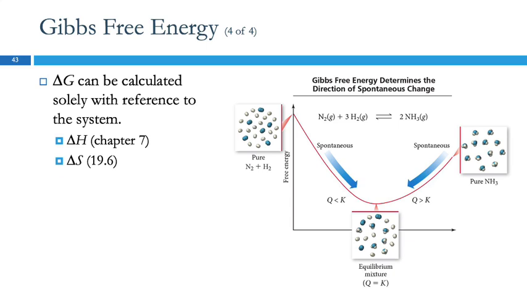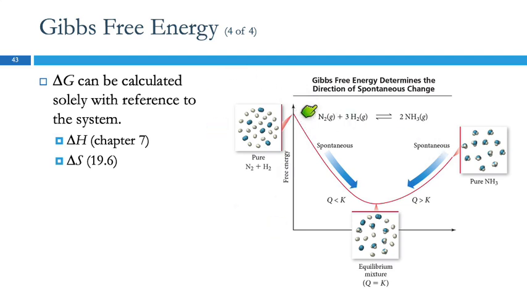We can calculate delta G just from looking at the system. We need delta H, which was covered back in chapter 7. There's a typo in your printed slides, because they changed the book a little. And delta S is just covered in the previous section. So the Gibbs free energy change determines the direction of spontaneous change.